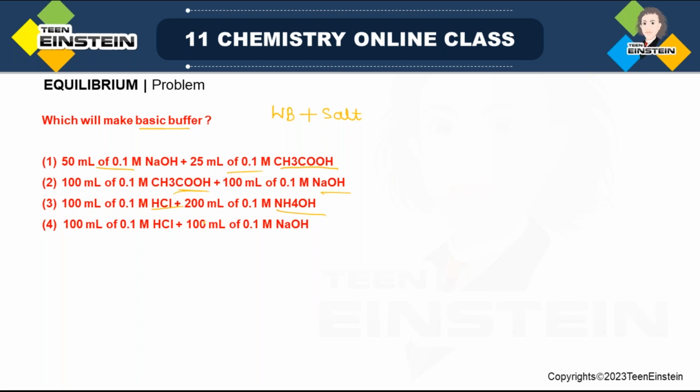In the third option, we have a weak base and a strong acid. So there is a chance you can get some excess weak base, depending on millimoles, so you would have excess NH4OH and some NH4Cl. If so, then option 3 can be the correct answer. And in the last one, both are strong, so this cannot be the correct option, right? Just by looking at this problem, it seems as if option 3 should be correct. But we will solve it and see, because basic buffer means a weak base and its salt.